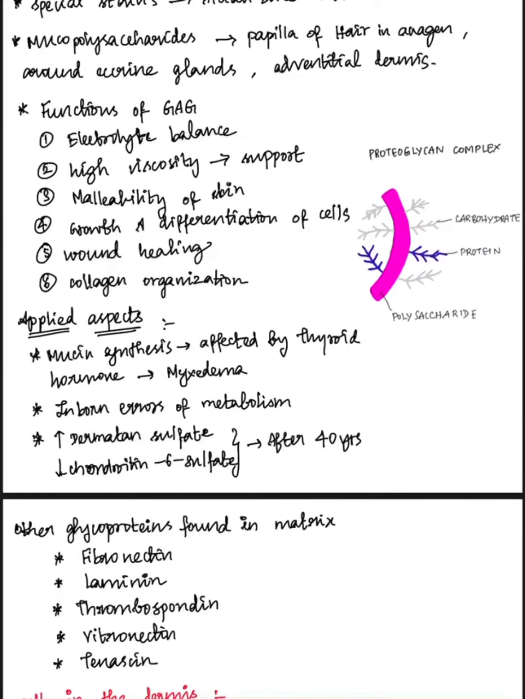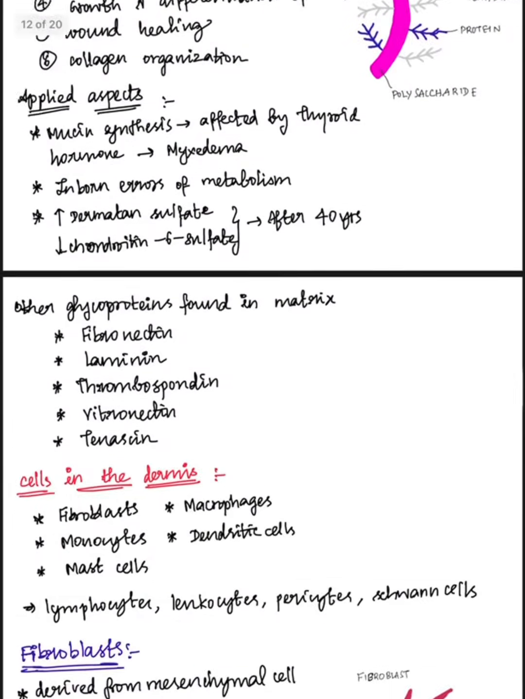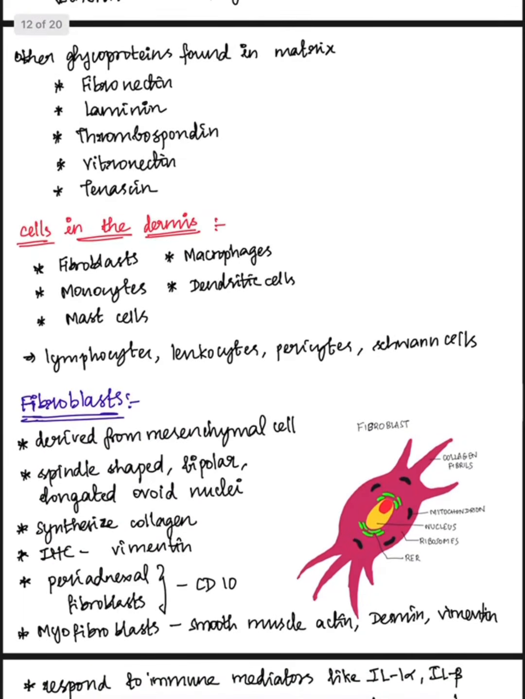And the applied aspects. Mucin synthesis, that is the mucopolysaccharide synthesis, is affected by the thyroid hormones. That's why in conditions like pretibial myxedema, we can see excess deposition of mucin, and in inborn errors of mucopolysaccharide metabolism, there will be increased deposition of mucin. In old age, there will be an increase in dermatan sulfate and a decrease in chondroitin 6 sulfate. Other glycoproteins found in the matrix include fibronectin, laminin, thrombospondin, vitronectin, tenascin, etc.